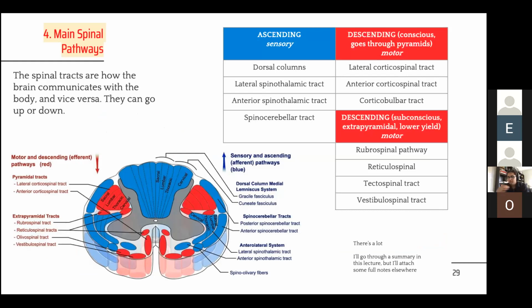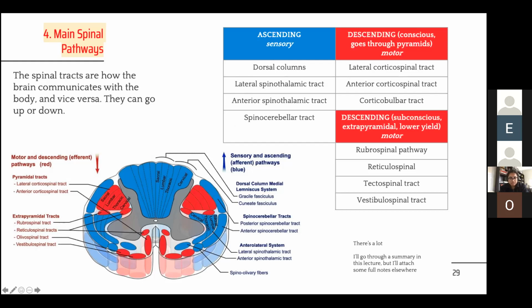So what the spinal tracts actually are is the way that the brain communicates with the body and how the body communicates with the brain. So they can go up and down, ascending or descending. I've color-coded them to fit in with this diagram. The descending ones, so the motor pathways, are going to be red, and the ascending ones are going to be blue. So in ascending, you have 4 types. You've got the dorsal columns, the lateral and then anterior spinothalamic tracts, and then the spinocerebellar tracts.